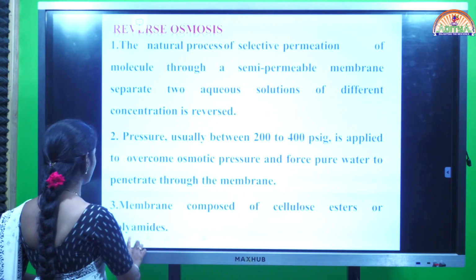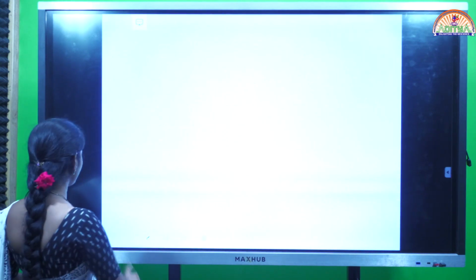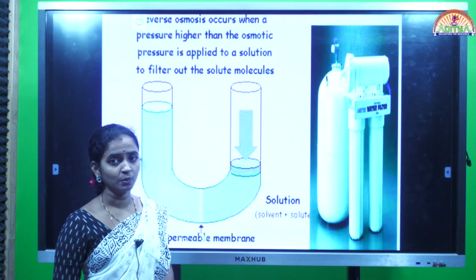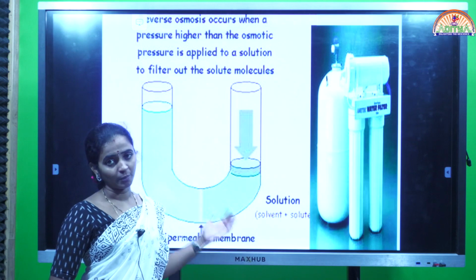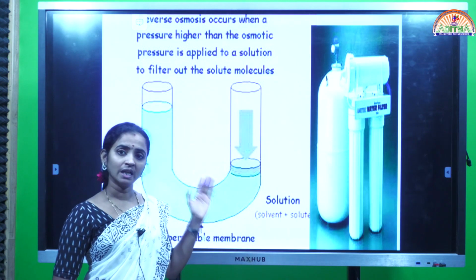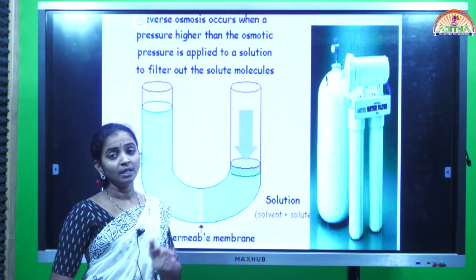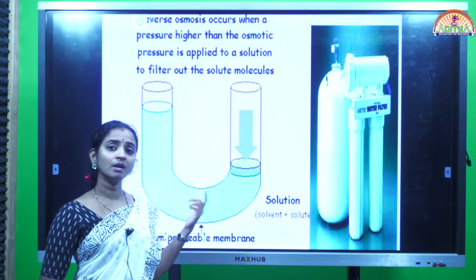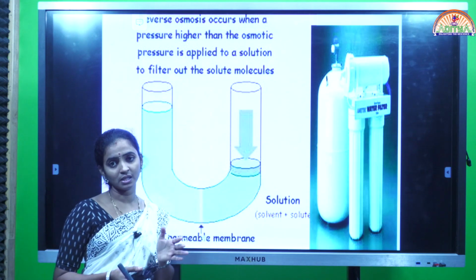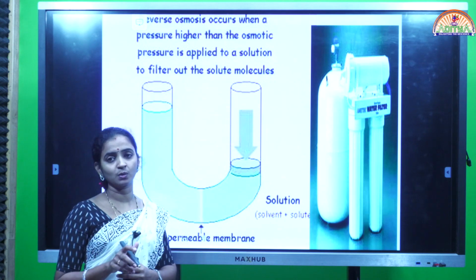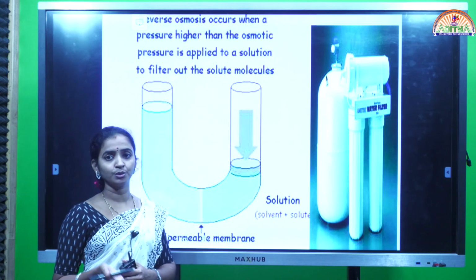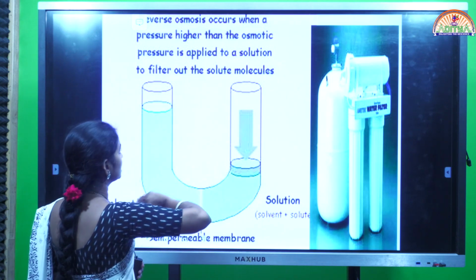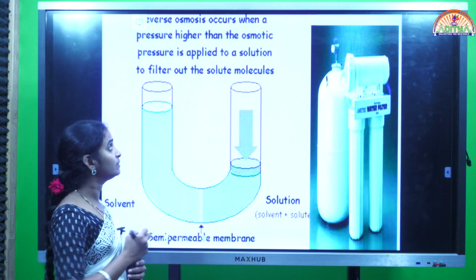And the third one is reverse osmosis. If you see the diagram, we can understand. Actually, what is meant by osmosis? Osmosis is nothing but the process of movement of molecules from higher concentration to lower concentration through a semi-permeable membrane. That is called osmosis. Where there is osmotic pressure exerted in the system, that's why the osmosis process takes place through the semi-permeable membrane. But here the water can be distilled, that is purified, by reverse osmosis.